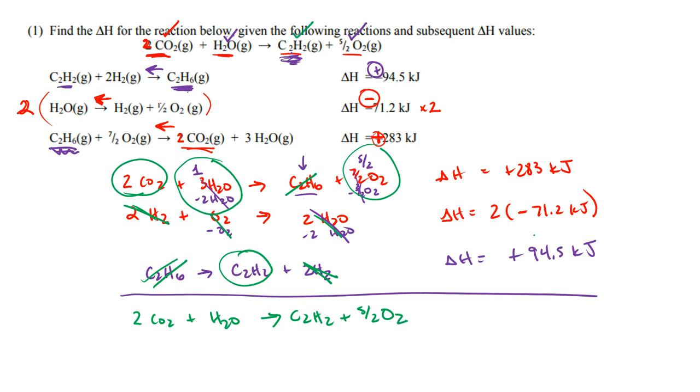So now all I have to do is add up these pieces. Negative 71.2 times 2 is negative 142.4 kilojoules. So positive 283, negative 142.4, positive 94.5. It's going to give us a grand total of positive 235.1 kilojoules.